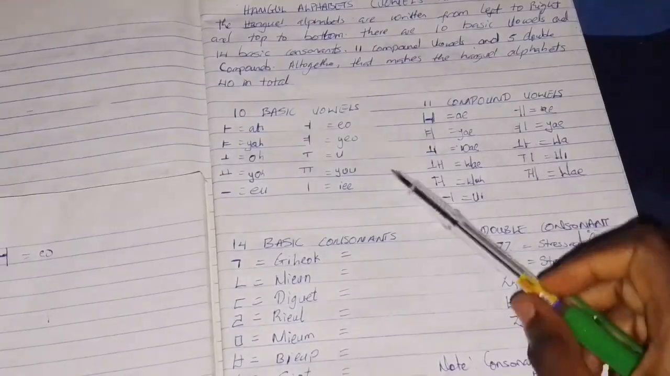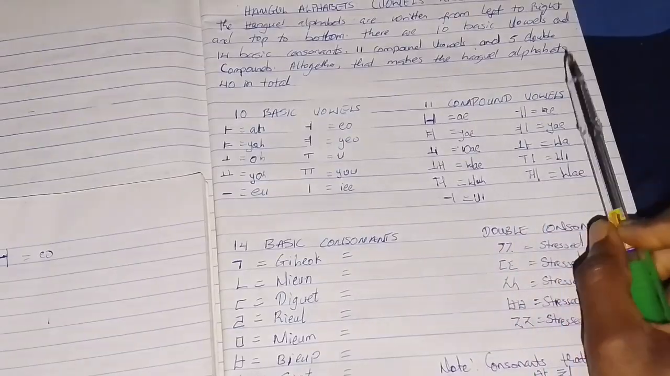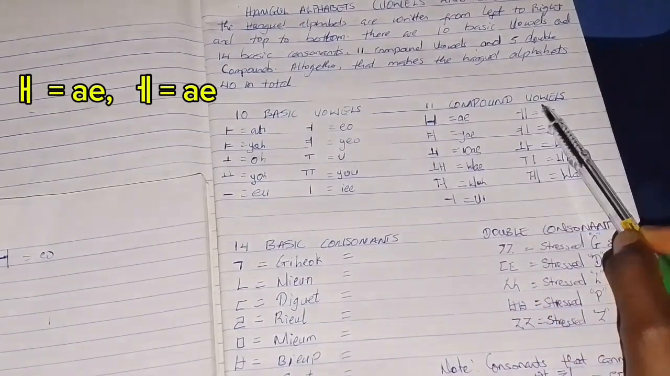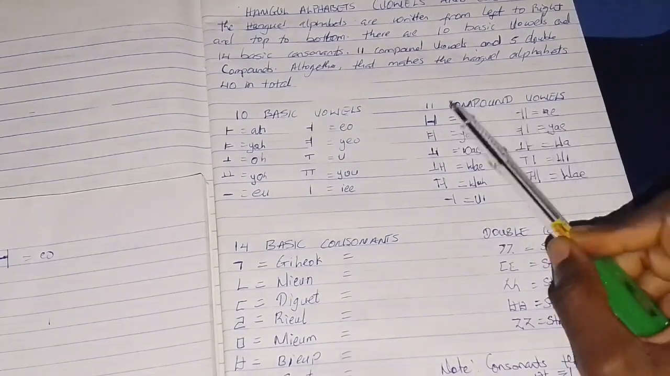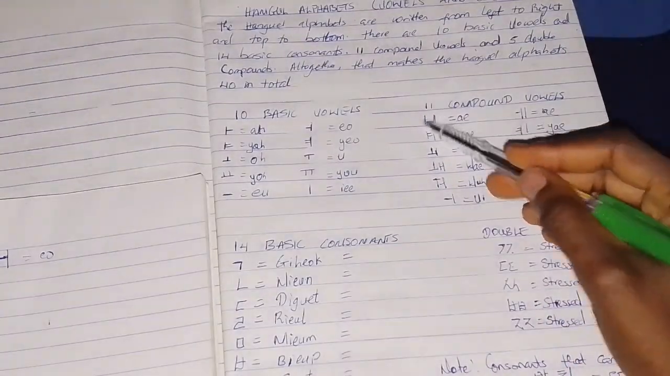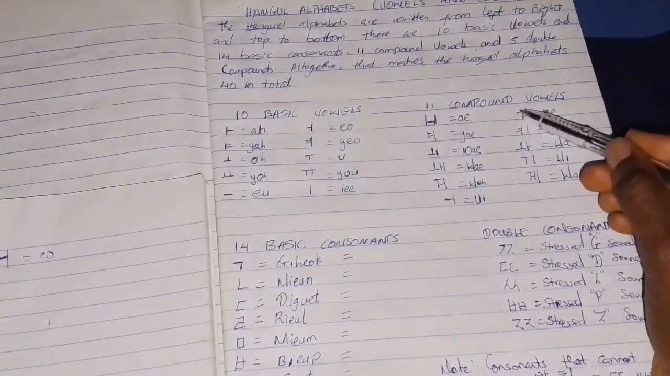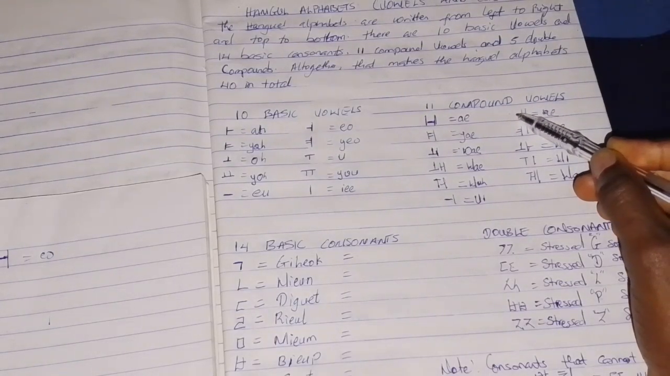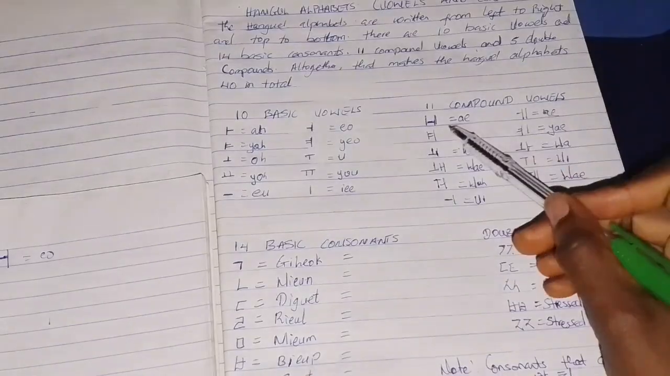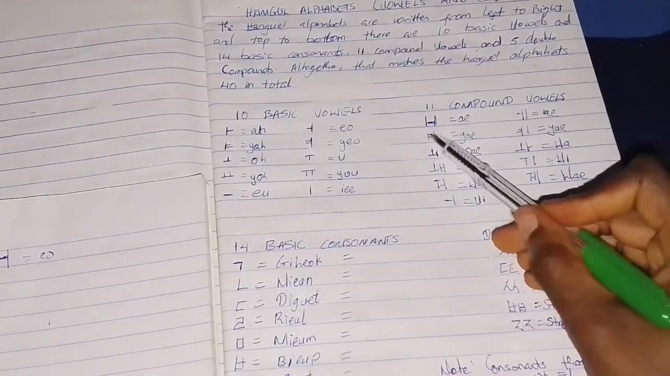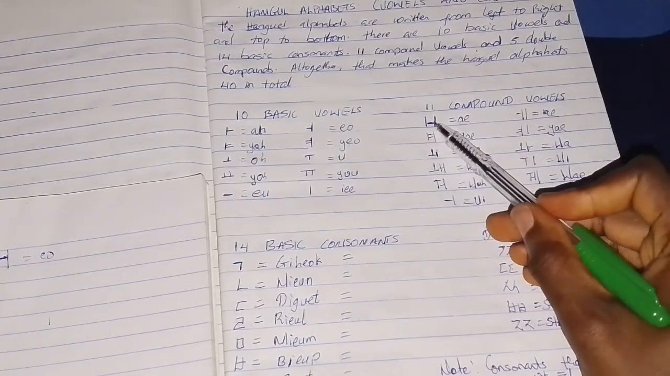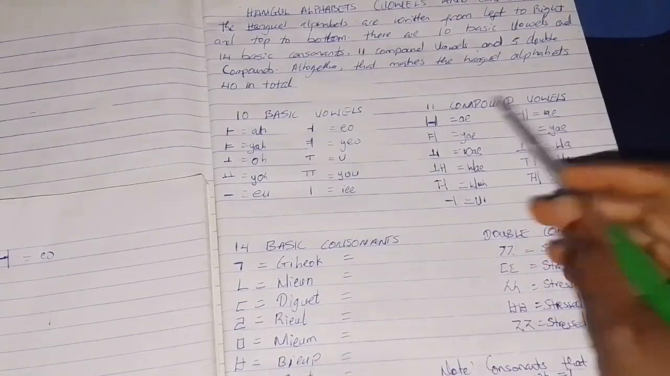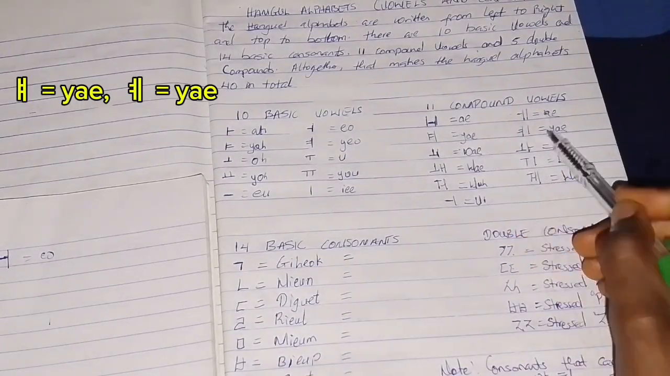So let's move on to the 11 compound vowels, which are ae, ae. These two both sound alike, and you can see this one looks like an H, and this one also looks like an H, just that the stroke is outside of it. So this is how you can remember it. Then this one has two strokes, so it's the version of this. It has two strokes and Y is added. The same thing with this, Y is added, so it's ae, ye, ye.